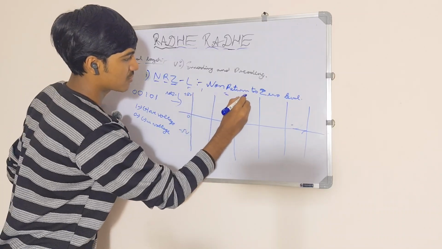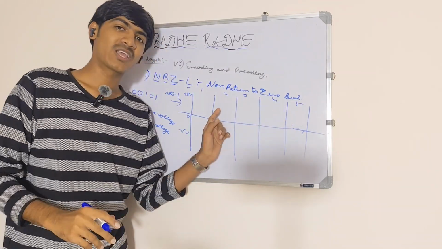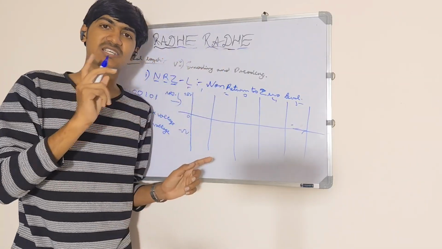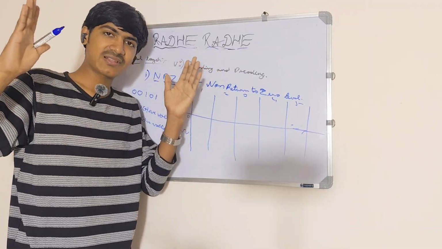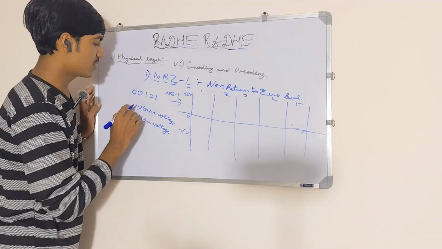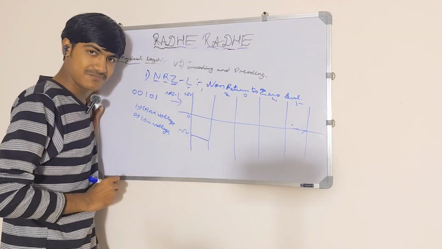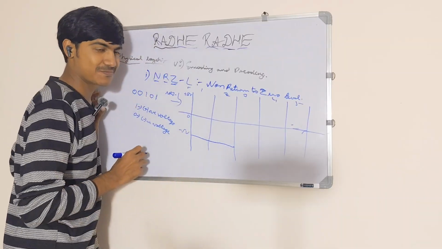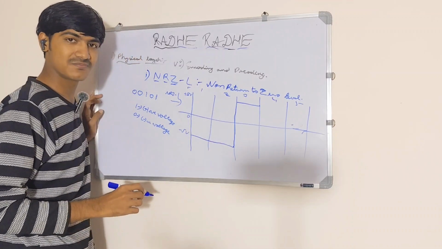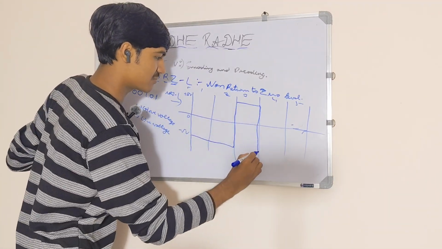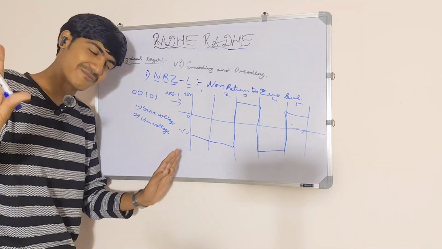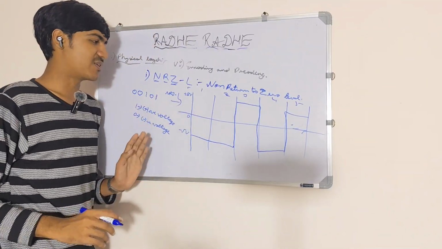Starting with 0, clock 1, clock 2, clock 3, clock 4, clock 5. Why am I adding clocks again and again? I told you the physical layer is responsible for bit synchronization, nothing but getting the sender and receiver synchronized with some clock. So 0, again 0, now comes 1, it will go here, then 0, 0, and then 1. Fine, this is non-return to zero level.